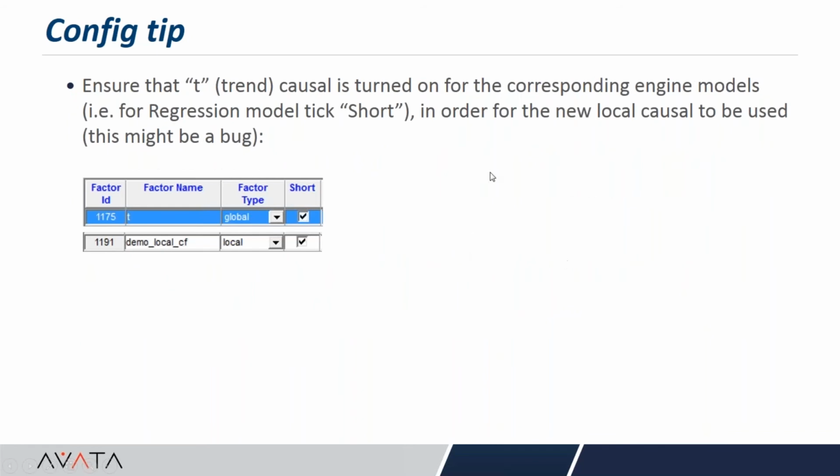A config tip for you as well: ensure that your T, that is the trend causal, is turned on when you're using a local causal factor. I actually found that if T is turned off, the local causal factors don't work. That might be a bug. I'm not 100% sure, but I would consider it to be a bug. But anyway, it's usually required to have the trend causal turned on, so it's not a major problem.